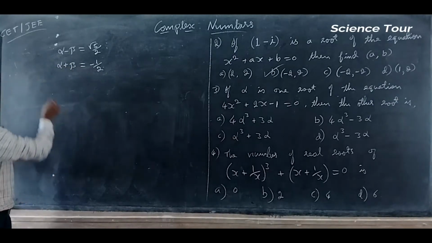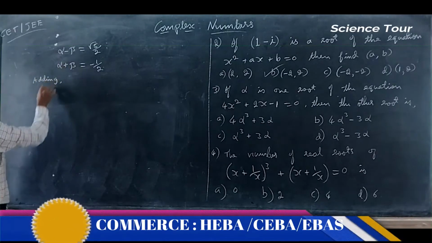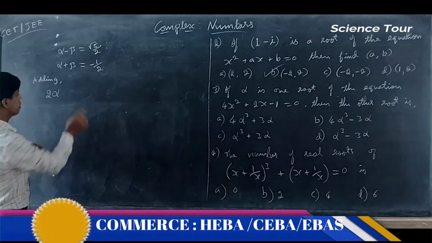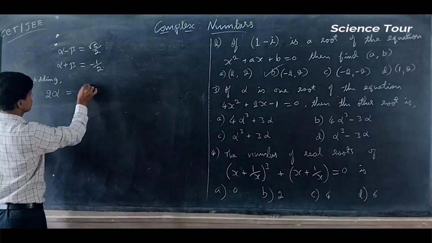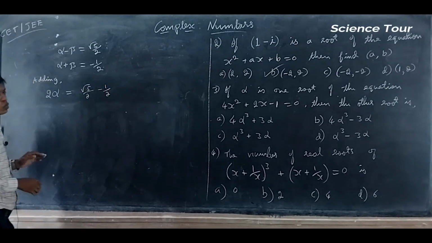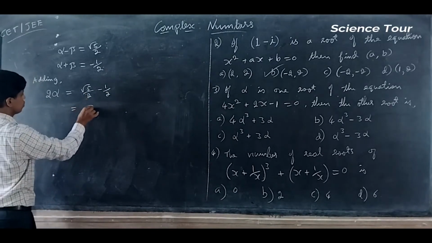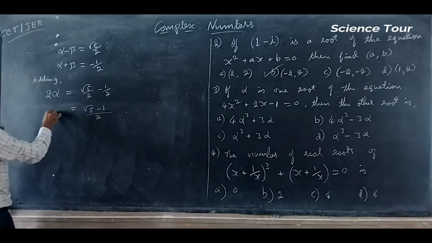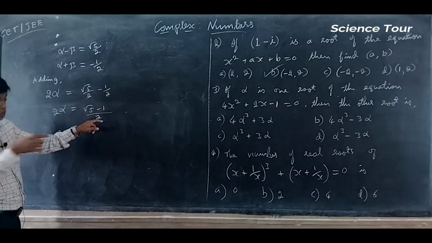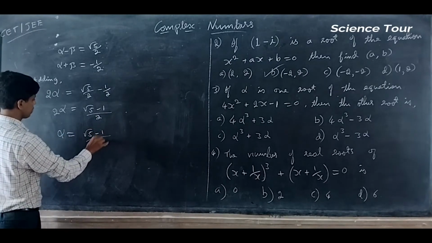Okay, so if I add, what do I get? 2 alpha. Minus beta and plus beta cancel when adding, correct? And I should add, so root 5 by 2 and minus 1 by 2. So that is root 5 minus 1 whole divided by 2, and that is 2 alpha. Therefore alpha is, 2 must be divided, don't cancel. So that is root 5 minus 1 divided by 4.